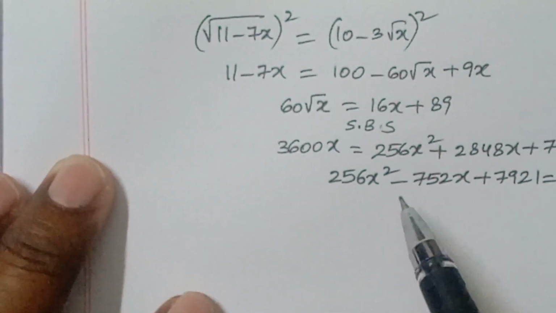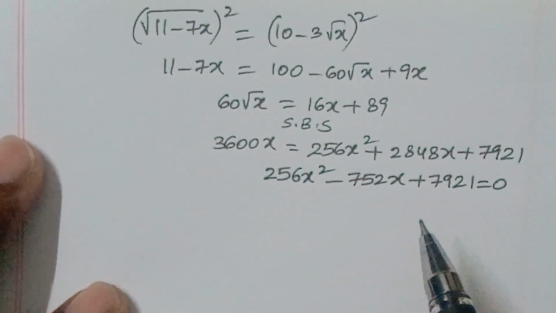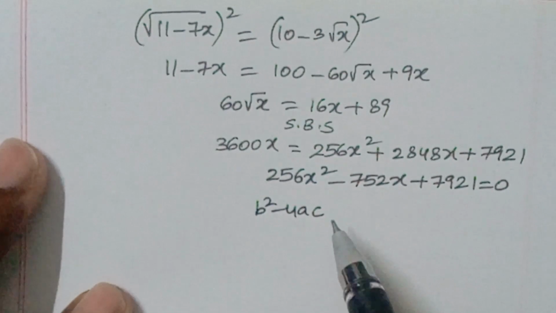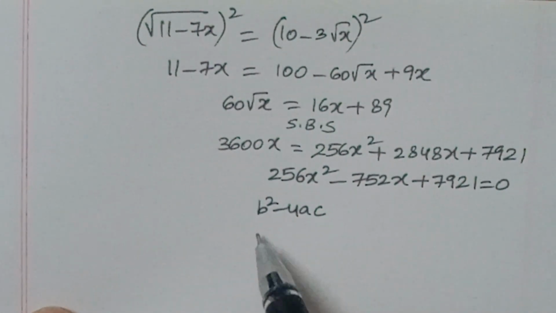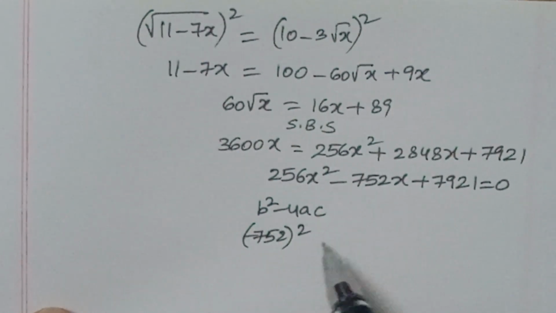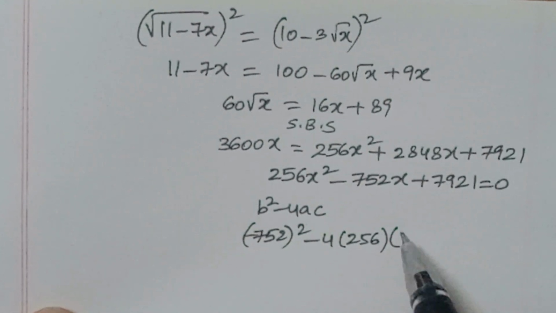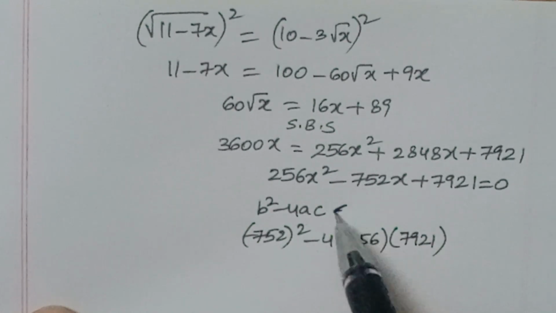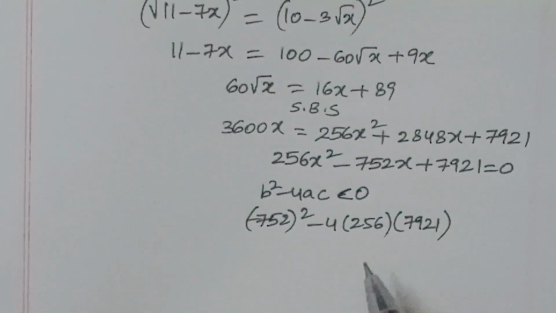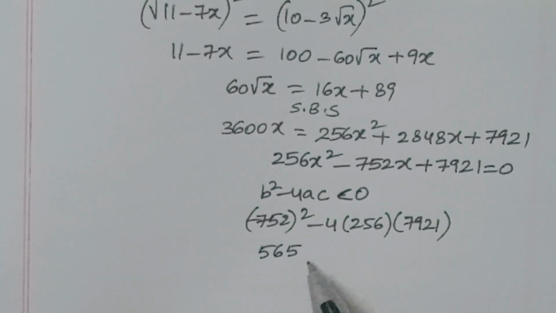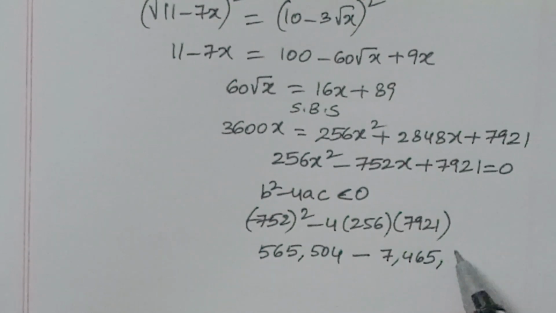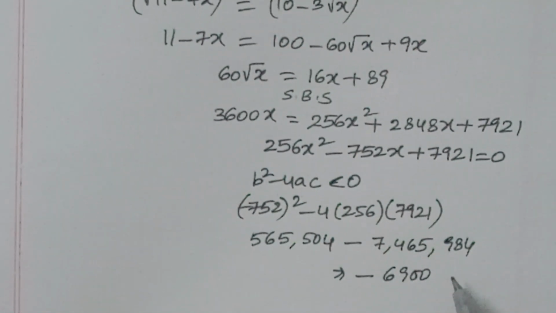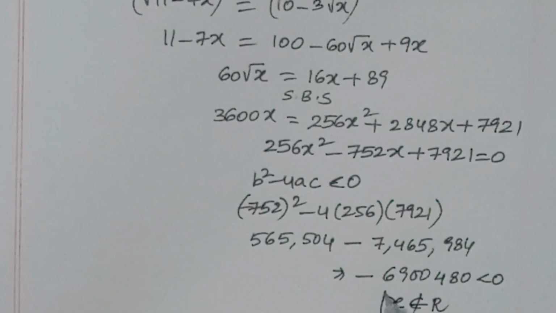Now it is a quadratic in x, so we'll check b squared minus 4ac. That is (minus 752) squared minus 4 into 256 into 7921. If it is less than 0, you won't get real roots. Here 565504 minus 7465984 gives minus 6900480. It is less than 0. Therefore, x does not belong to the real numbers.